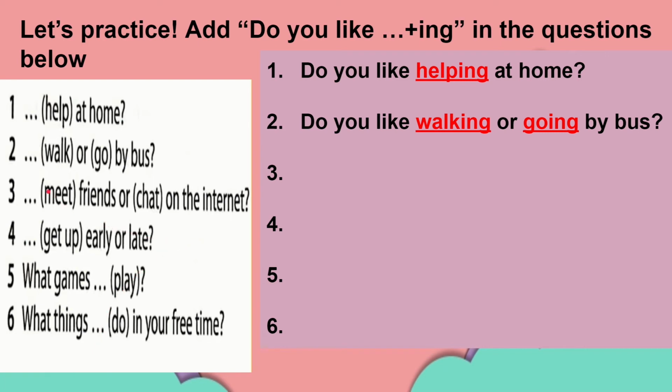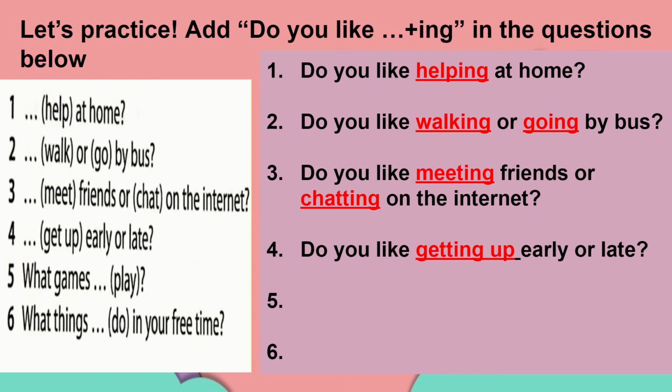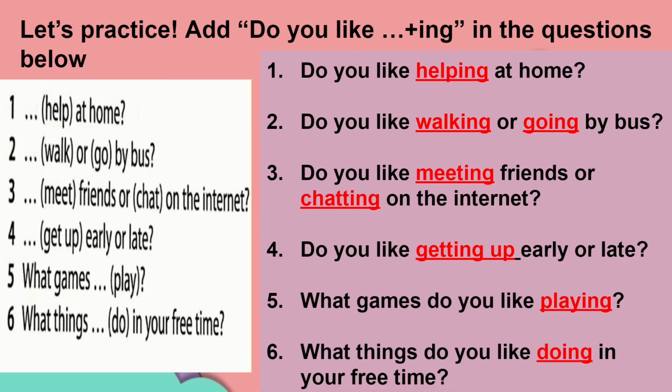Number 2, do you like walking or going by bus? After like, you add ing to walk or go. Do you like walking or going by bus? Number 3, do you like meeting friends or chatting on the internet? Okay, meet and chat, you add ing. Number 4, do you like getting up early or late? Number 5, what games do you like playing? And number 6, what things do you like doing in your free time?